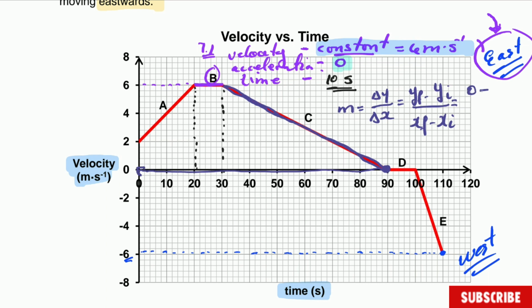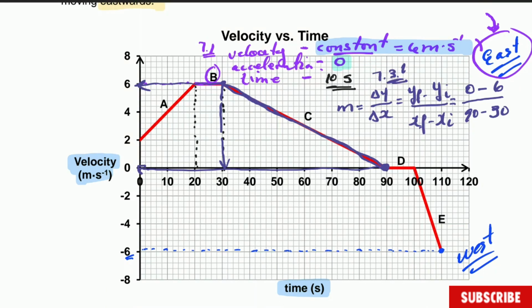So it's 0 minus initial y, which is right here, and that will be 6. So initial y is 6. And we go into the x. Final x is 90 and initial x is right here, which is 30. So that is the gradient. When you calculate this one, you will get minus 0.1 meters per second square. So the answer here is equal to minus 0.1 meters per second square.